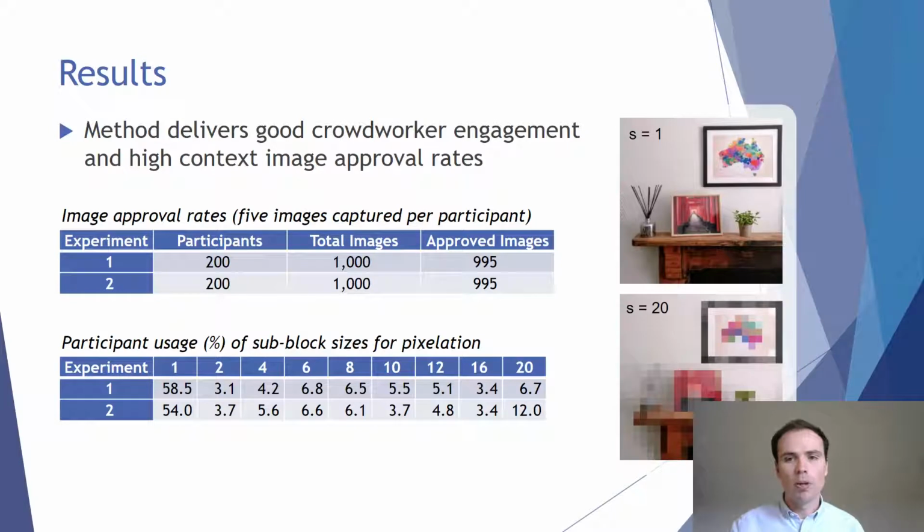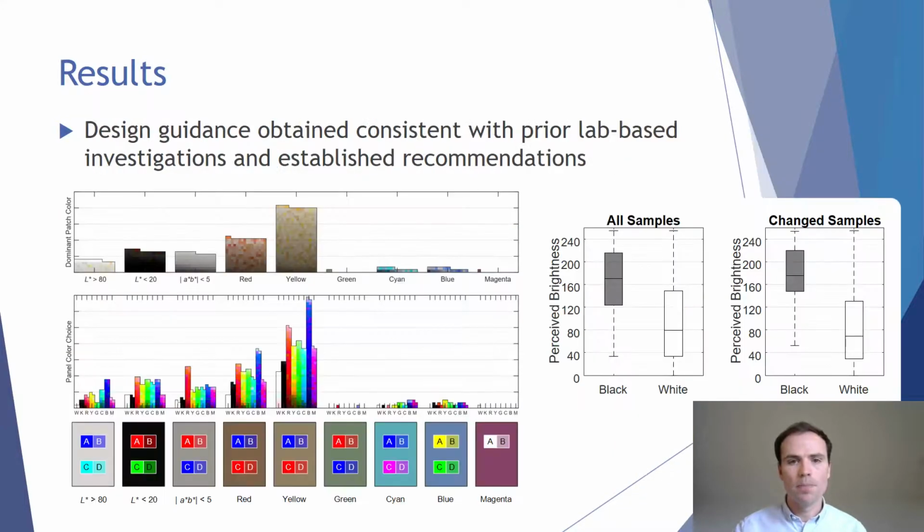As mentioned, we employed this method in 2 separate experiments. 200 crowdworkers participated in each experiment, with each worker performing the search, capture, and appearance refinement task 5 times. We found that the method delivered high levels of engagement and image approval rates exceeded 99% in both experiments. The majority of images were shared with no pixelation, but the ability to apply pixelation was widely used and appreciated by participants, as reported in a post-task questionnaire.